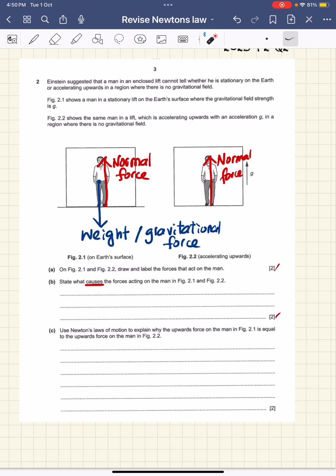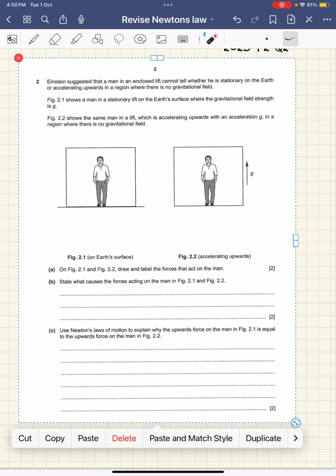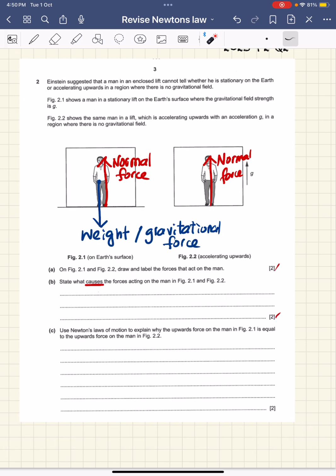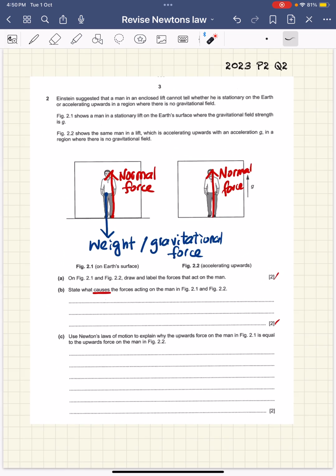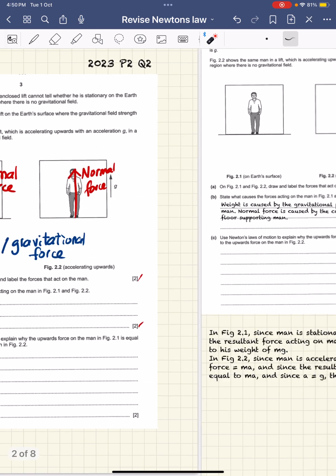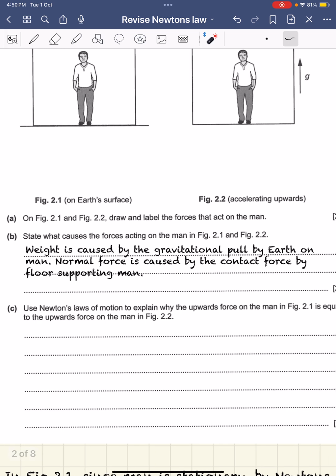Let me paste that in. I might show you this one. So this is the answer that part B is looking for, that is all.